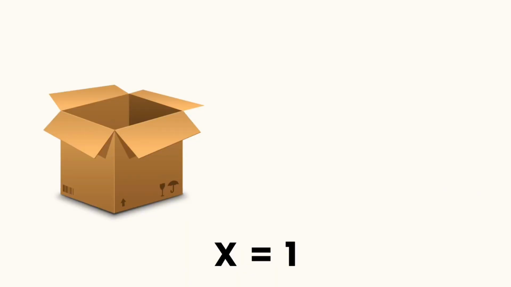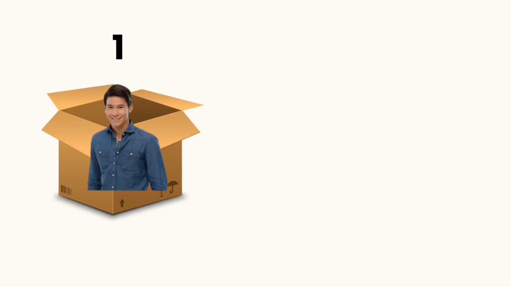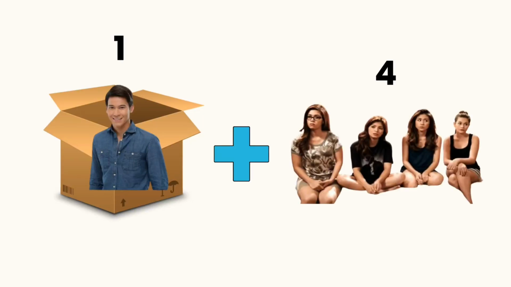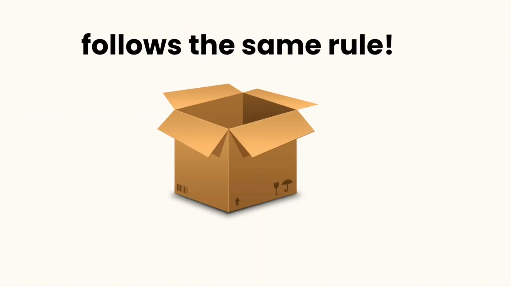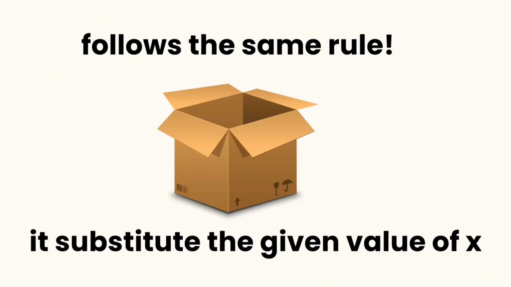Imagine our function is f of x equals x plus 1. Then that means our magic box adds 1 to whatever you put in. If I put in 4, the box adds 1. What do I get? The answer is 5. See, every time you put in a number, the box follows the same rule. It adds 1 to the given value of x.